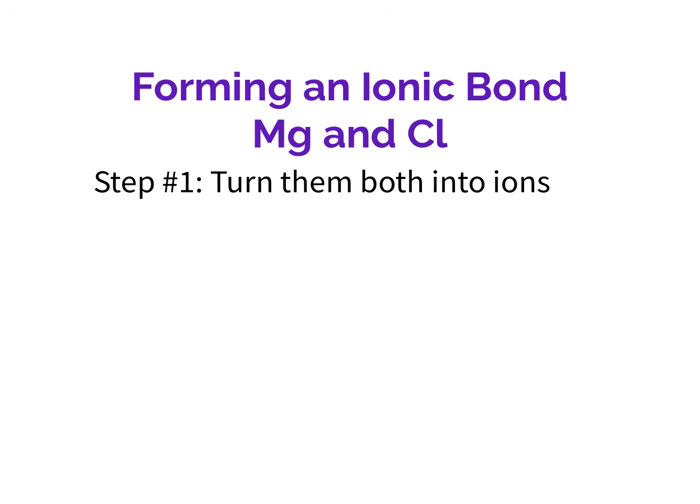So let's go ahead and start talking about how we form some ionic compounds. We are going to turn them both into ions first. So if we look at the periodic table, we know that magnesium has 2 valence electrons. It's going to lose both of those electrons and create a +2 charge. Chlorine, if we look on the periodic table, has 7 valence electrons. It is going to gain 1 electron and have a -1 charge.